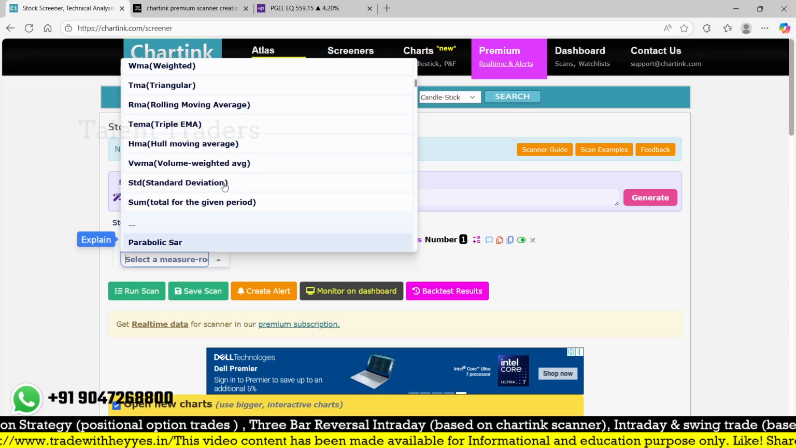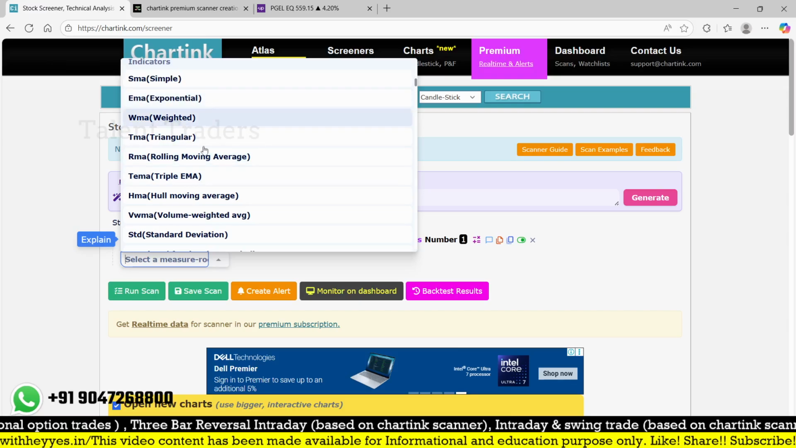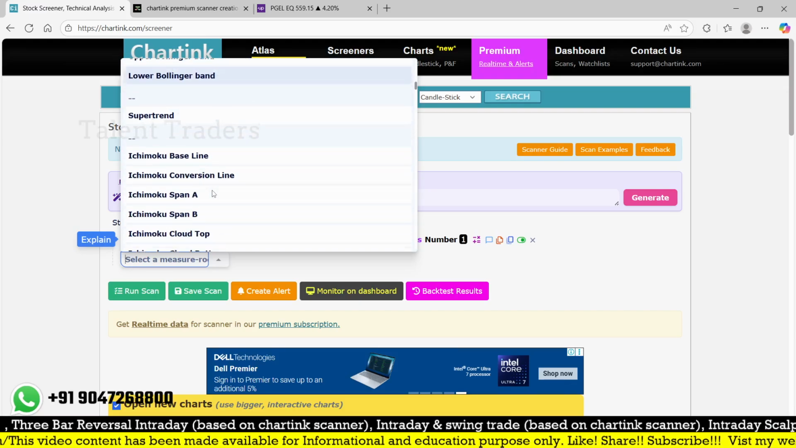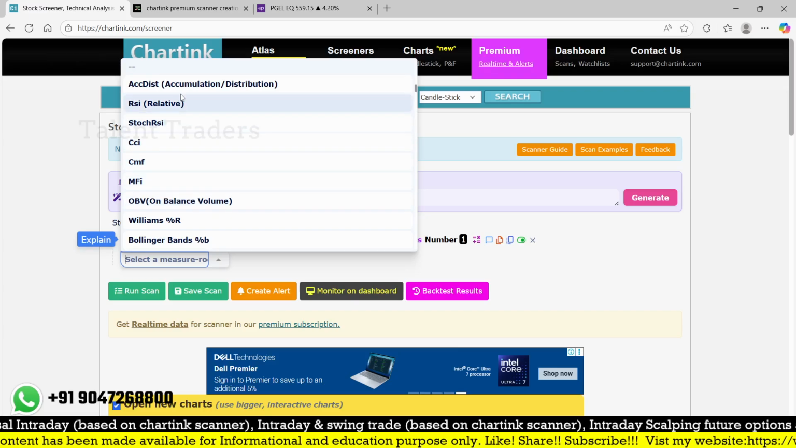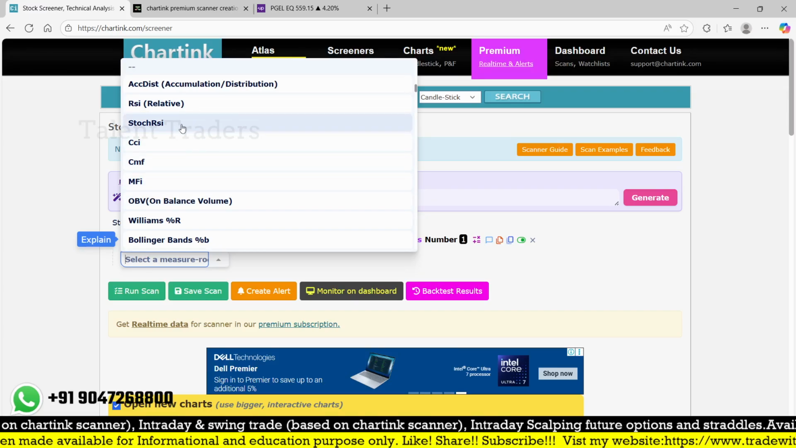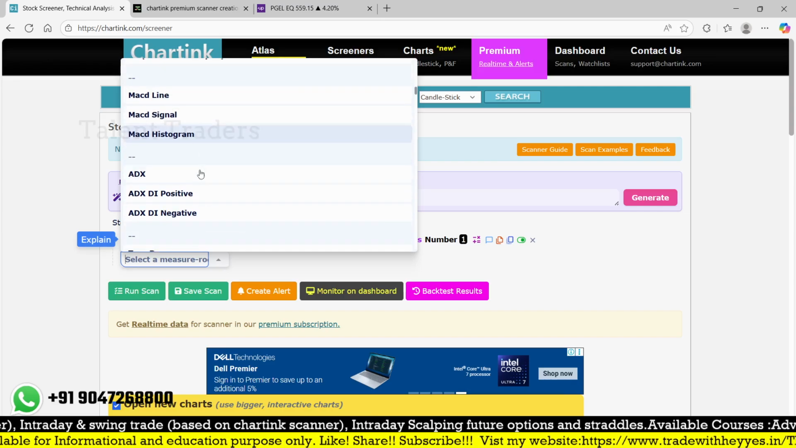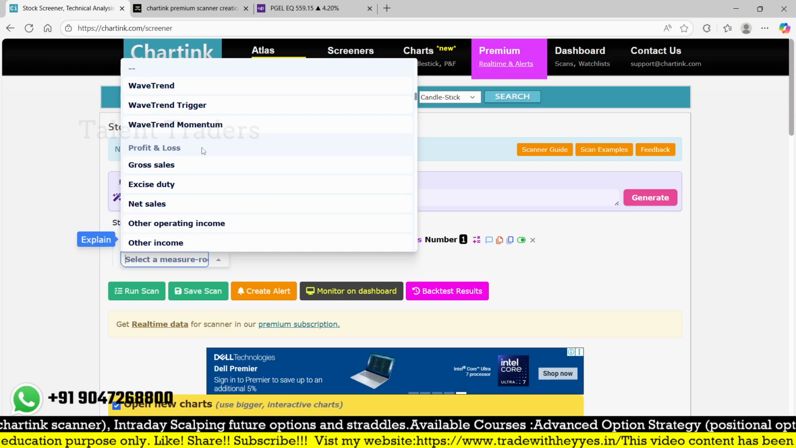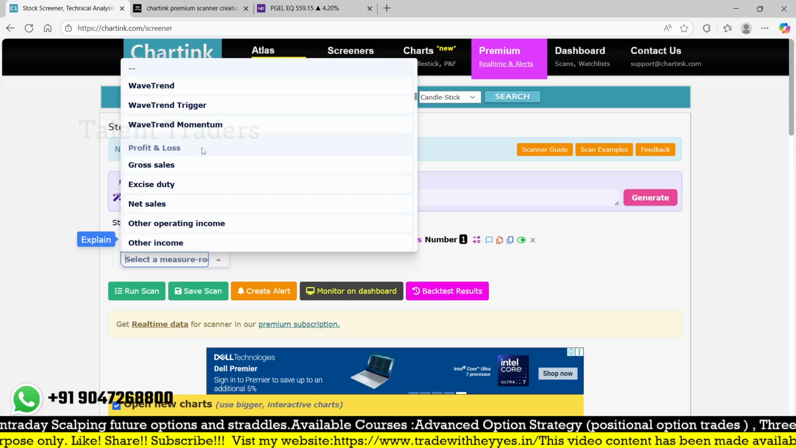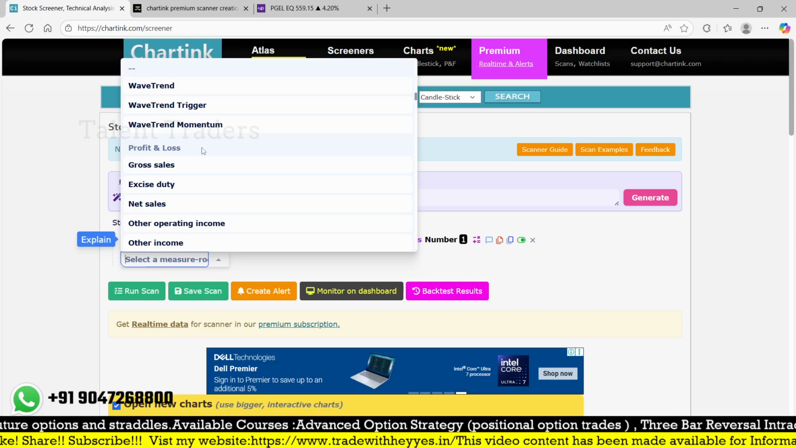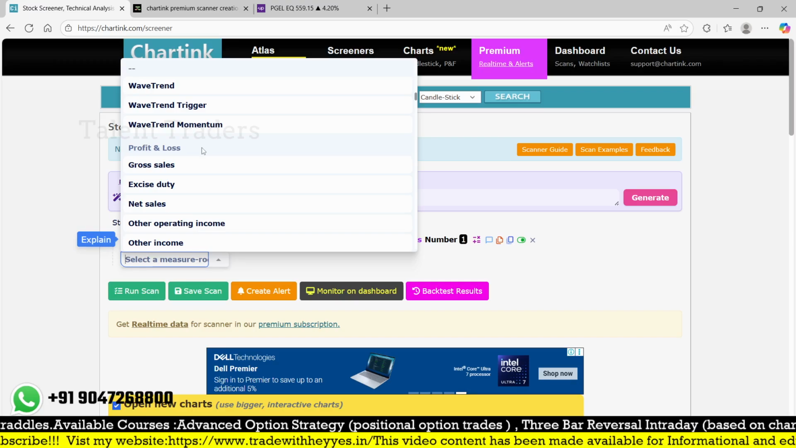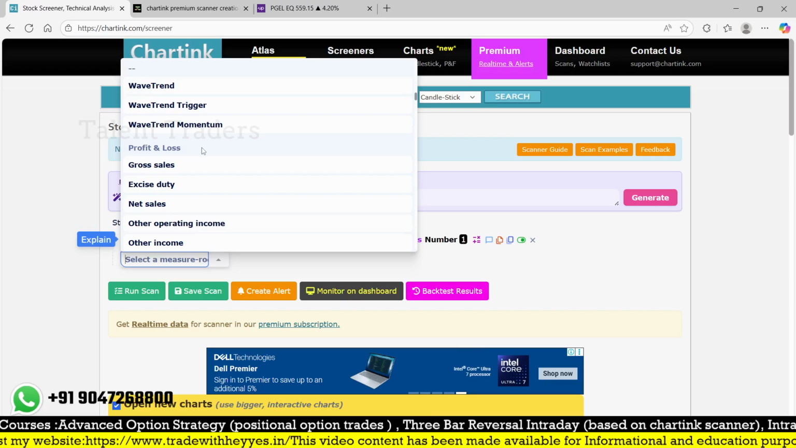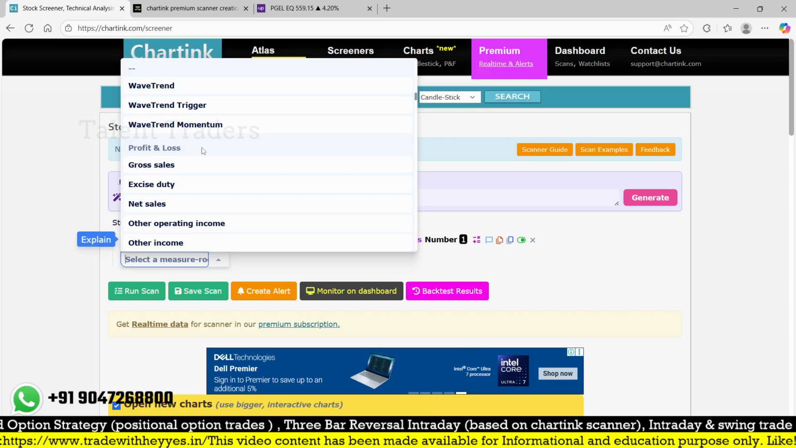Also we will be using indicators, like moving averages, Bollinger Band, Supertrend, Ichimoku, CCI, Stochastic, Williams, and MACD. These are all indicators that are available by default. Some other indicators which are not available by default have to be created as custom ones, and after creating them we can create scanners using the logic of the scanner, how it works.